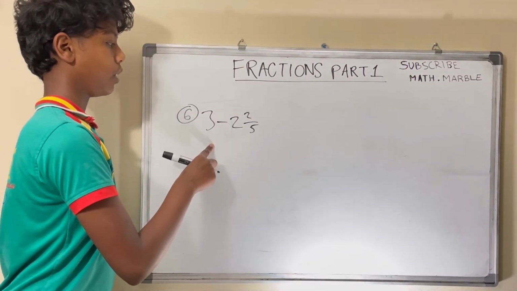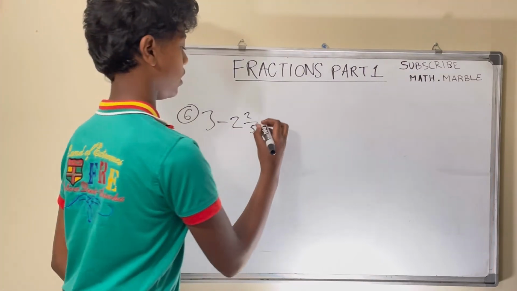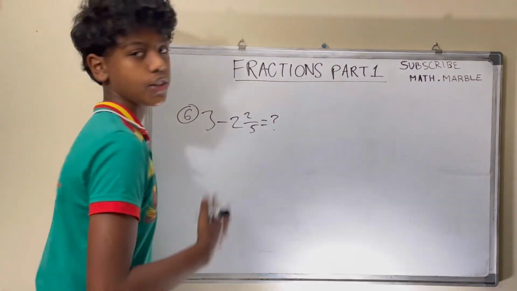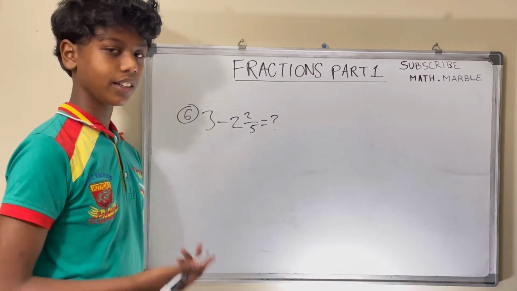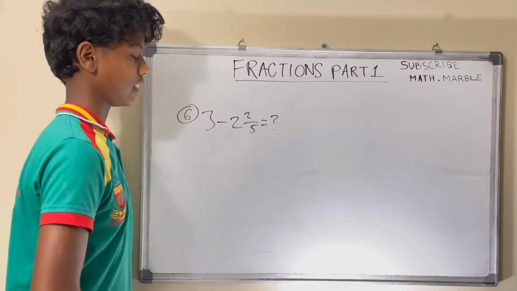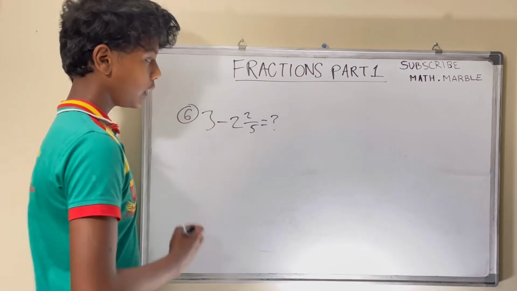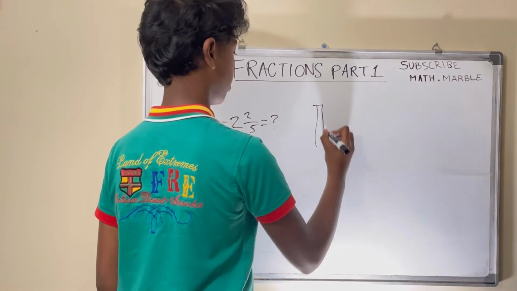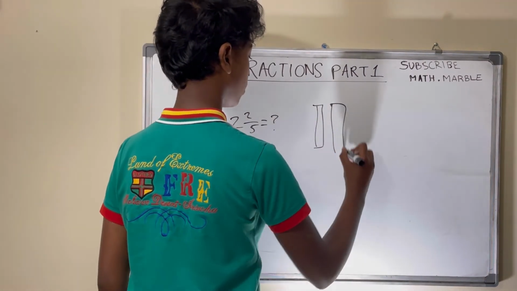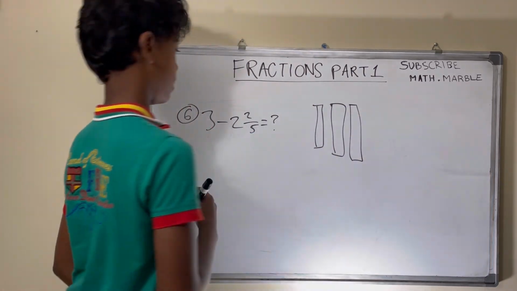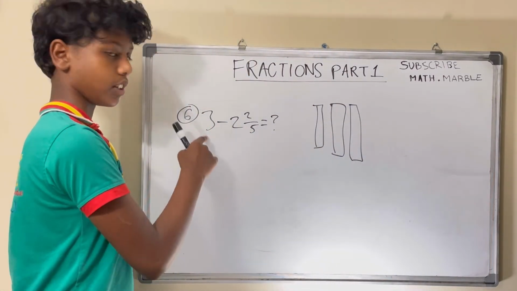A whole number minus a mixed fraction. We can again imagine it like our chocolate bars. Our chocolate bars are like the easiest way to picture these and visualize. Question 6. So we have 3 chocolate bars. 3 whole big chocolate bars. And they're completely full because it's a whole number.